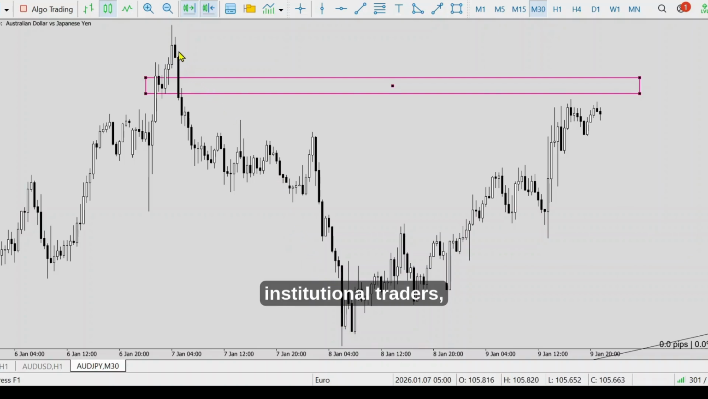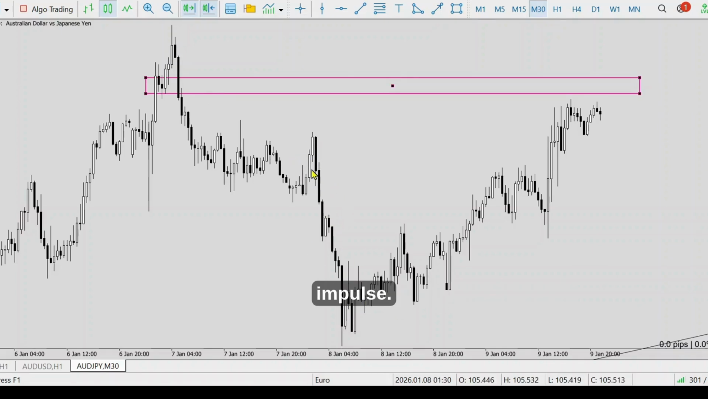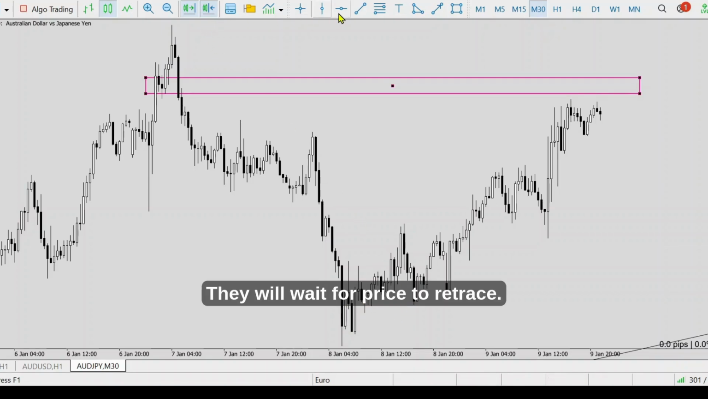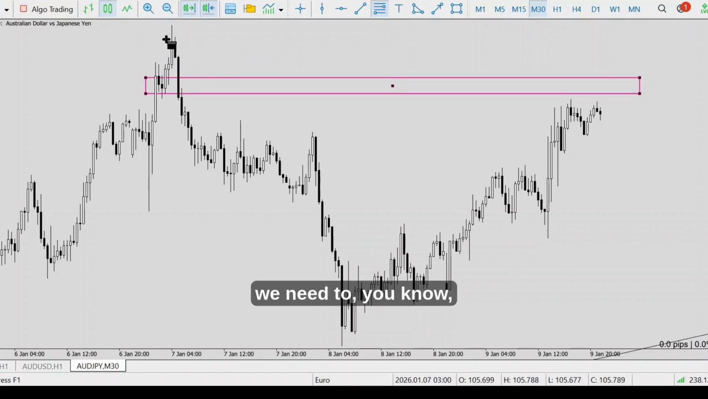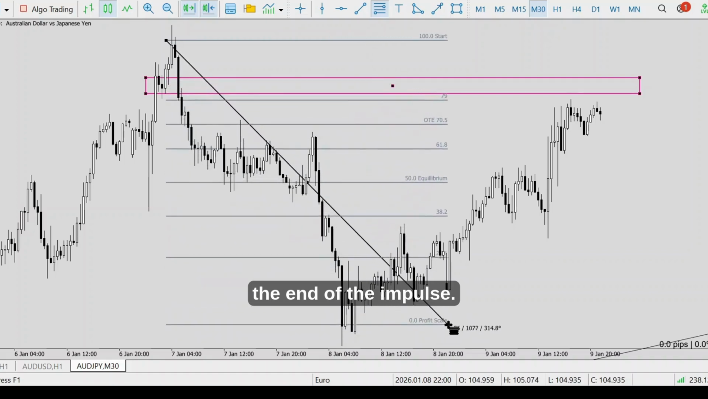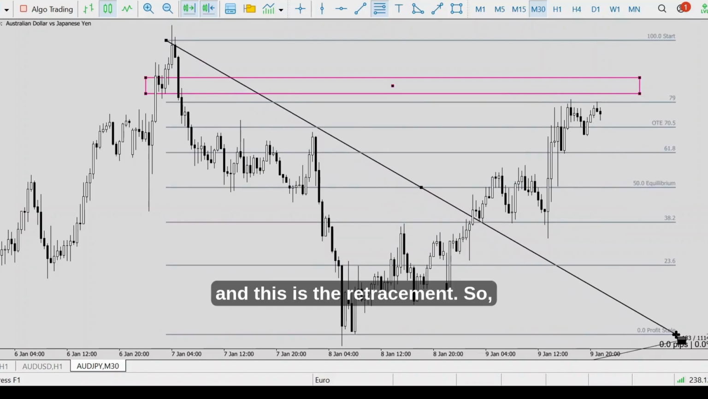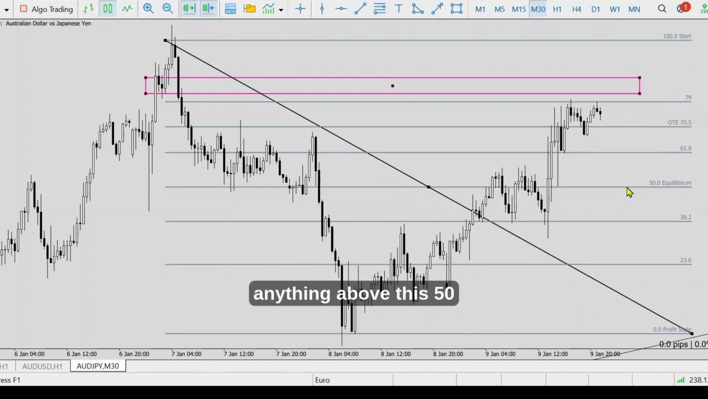Now, institutional traders are not going to start selling because of this impulse. They will wait for price to retrace. For us to buy as ICT traders or smart money concept traders, we need to wait for price to retrace. We apply the fib from the point of origin of the impulse to the end of the impulse. Now this is the fib and this is the retracement. So anything above this 50% means you are getting the price at a discount level.